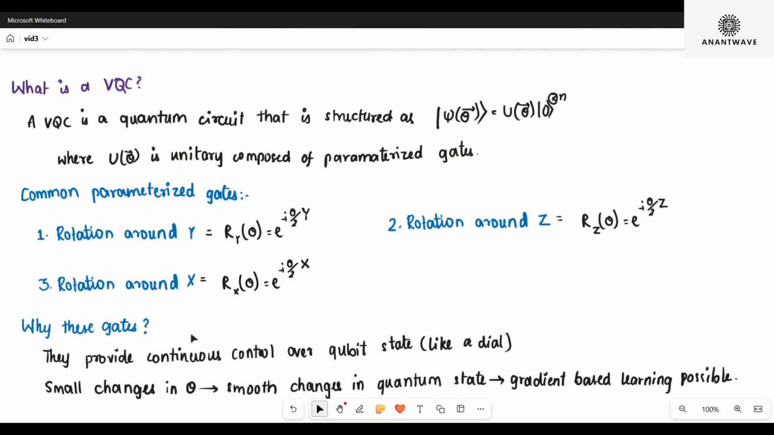Why are we only using rotation gates? These provide continuous control over qubit state, like a diode. Small changes in theta will result in smooth changes in quantum state. Thereby, gradient-based learning is possible.